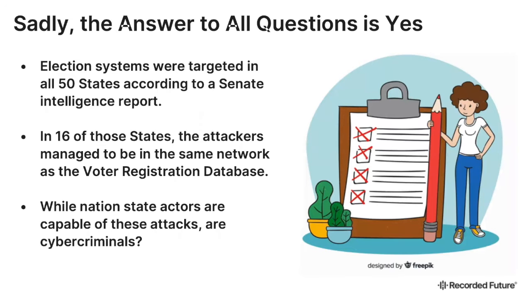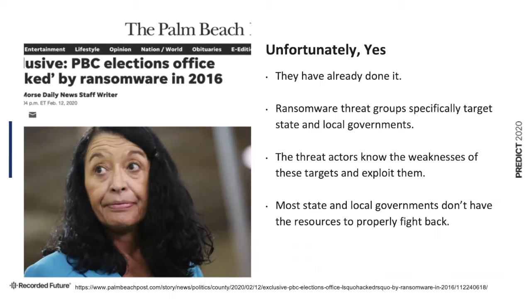So going back to the first question, we know election systems were targeted in all 50 states, according to the Senate Intelligence Report, and in 16 of those states, the attackers managed to be in the same network as a voter registration database. But in this case, we were talking about nation-state actors, specifically Russian nation-state actors. And so that's one level of skill, but what about cyber criminals? Do cyber criminals have that same level of skill? Unfortunately, yes, they do. We saw this in 2016 when the Palm Beach County, Florida elections office was hit with a ransomware attack. Now, it wasn't election infrastructure, but workstations were hit. And we also know that ransomware groups specifically target state and local governments.